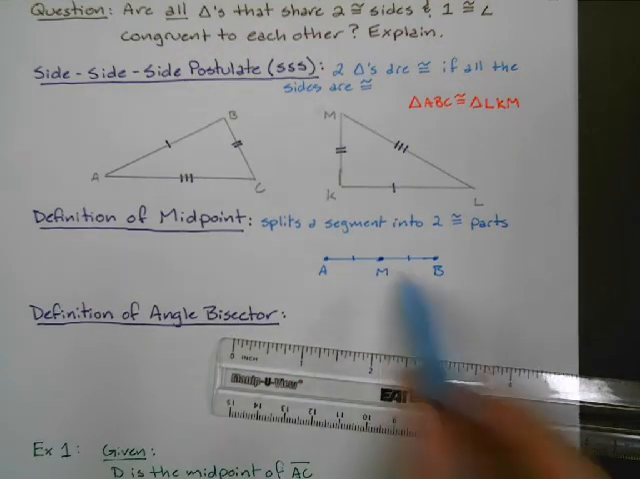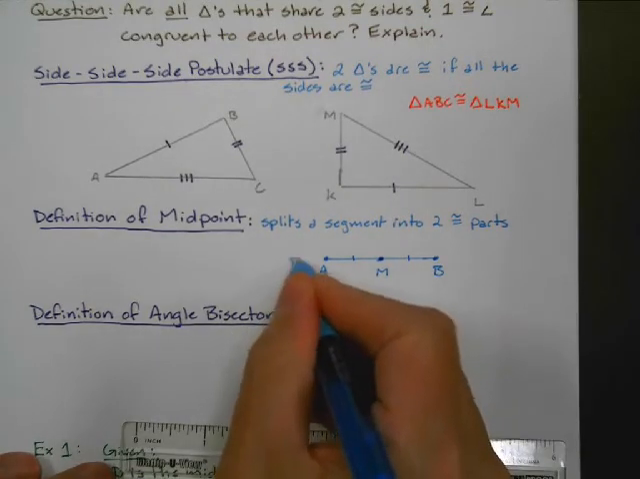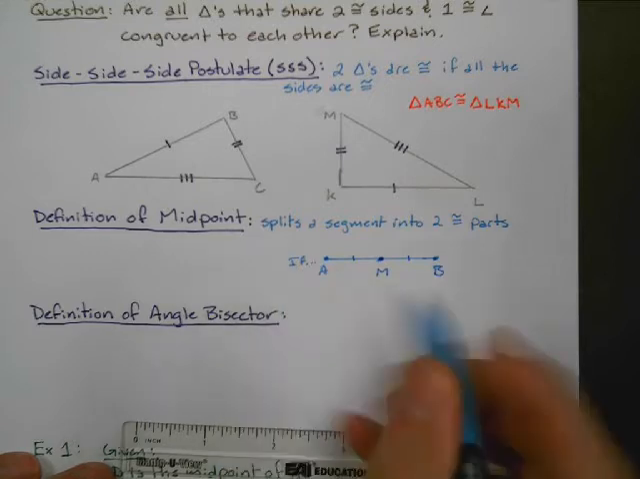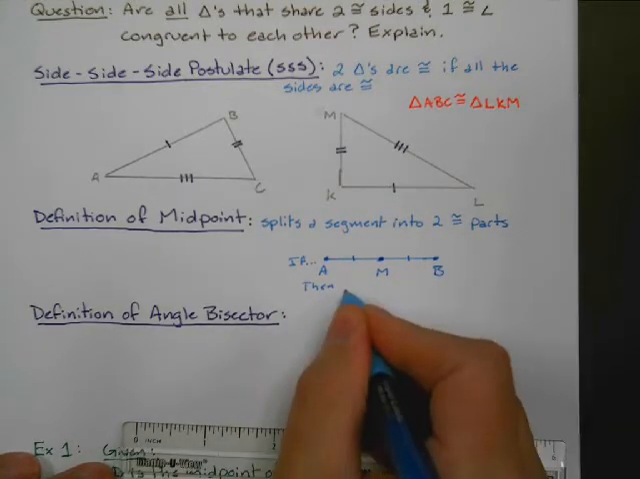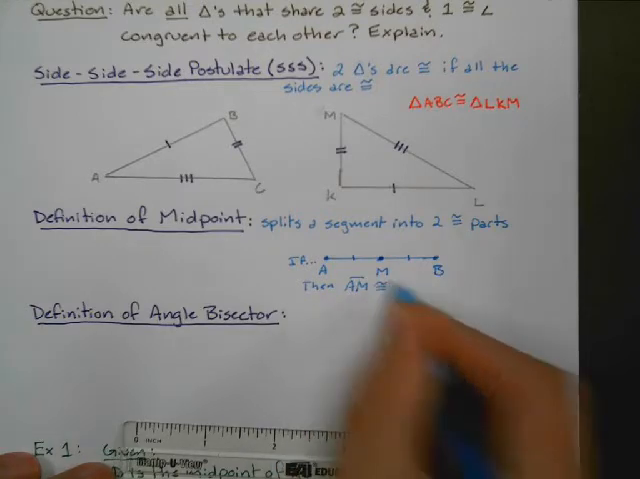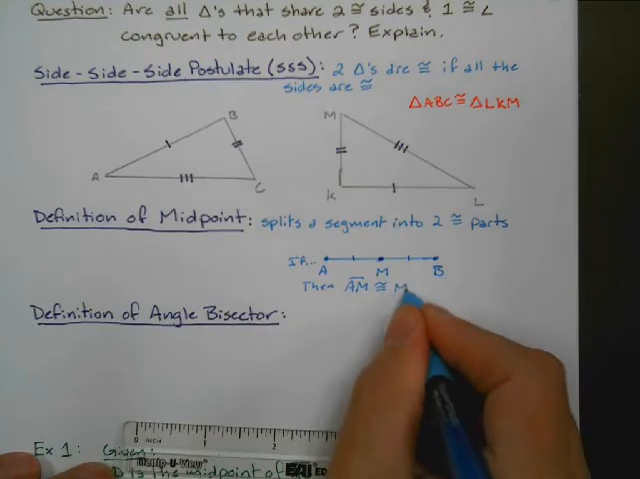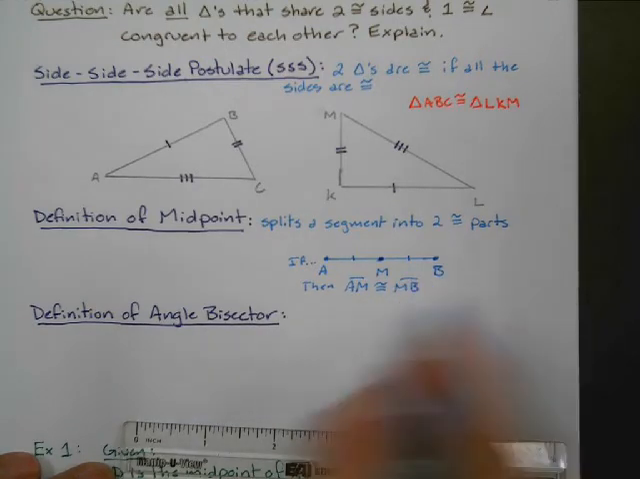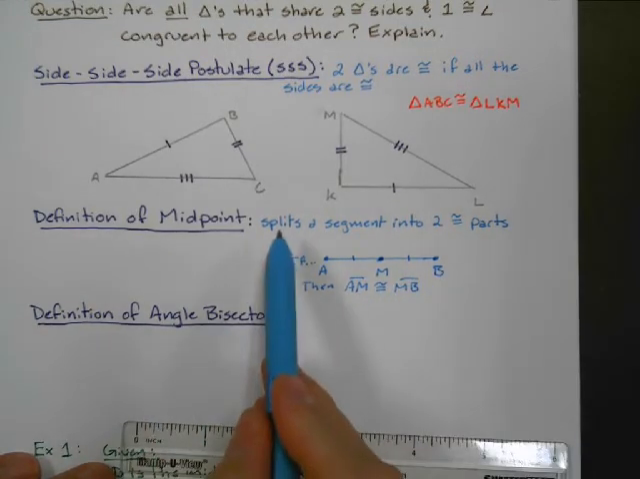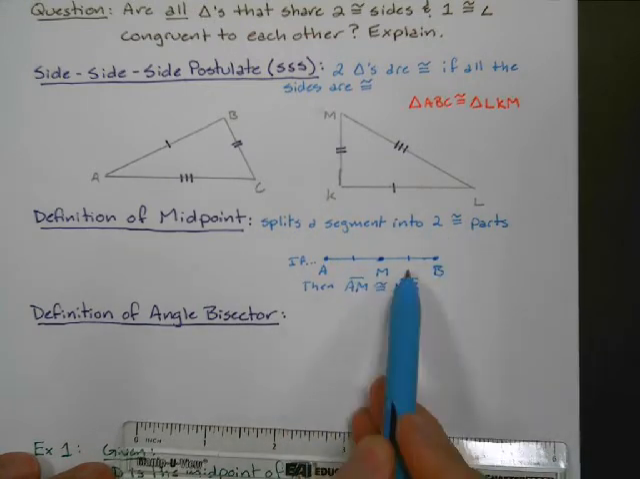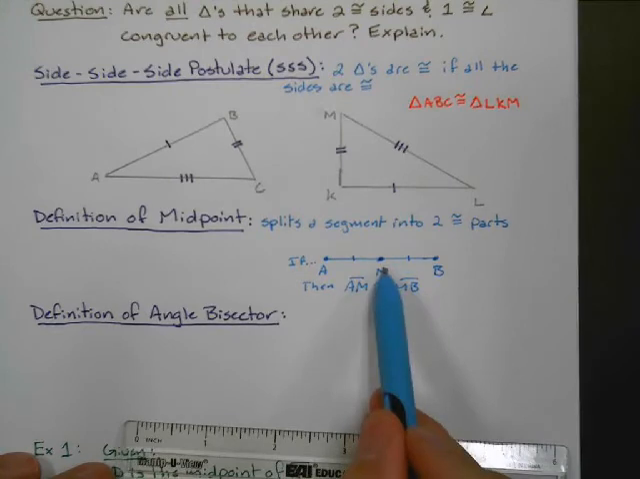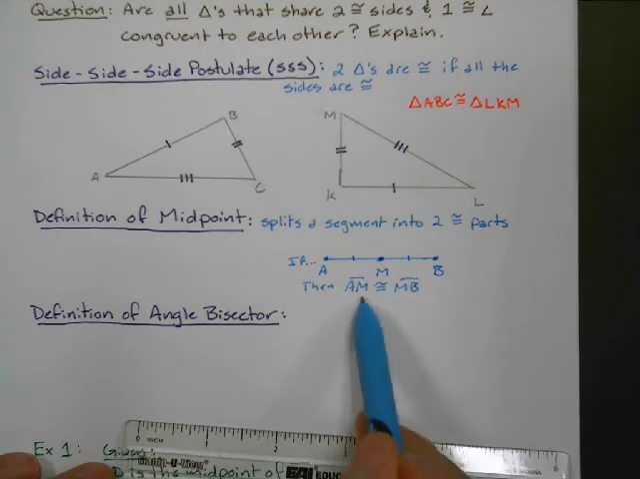So if that's the midpoint, so if this is true, then I'm now allowed to say that segment AM is congruent to segment MB, because that's what a midpoint is. A midpoint makes basically two congruent parts, two congruent segments. So if you have a midpoint, these two segments are going to be congruent to each other.